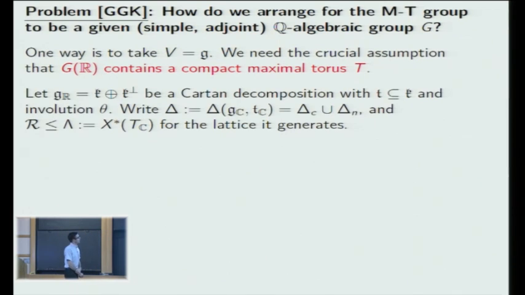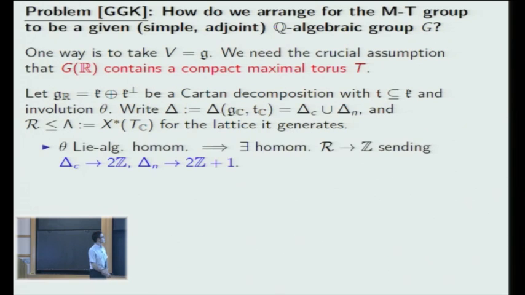So now I let G_R equals K plus K perp be a Cartan decomposition where the compact part contains this torus, and an involution theta, which is going to be minus the identity on K perp and plus the identity on K. And I take the roots, delta, decompose them into compact and non-compact roots for K and K perp, and then I take the root lattice inside the usual lattice in X star of T_C. And of course, these are the same because I'm taking G to be an adjoint group.